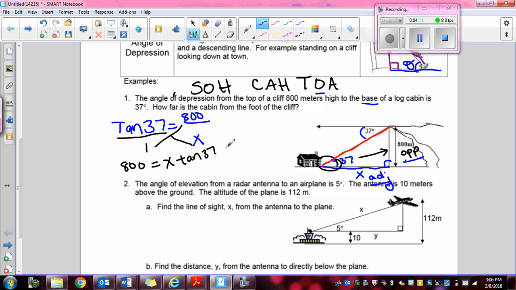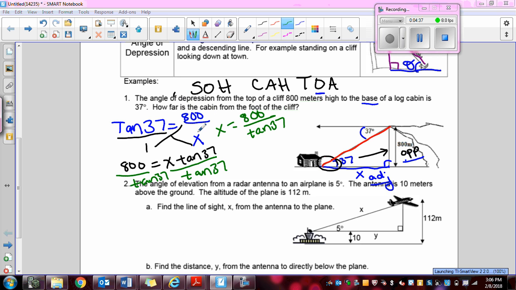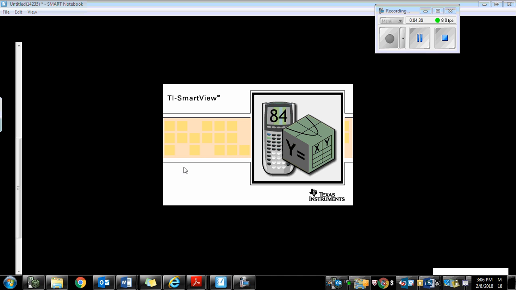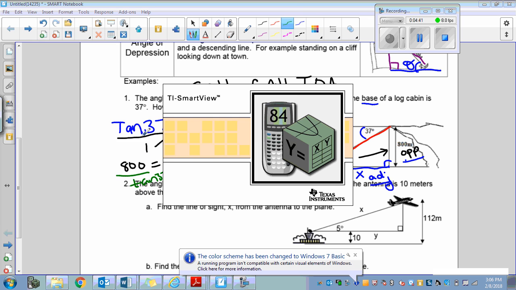Whenever we have a number multiplied by x, to get x by itself, we divide by that number. In this case, it's tangent of 37. Just divide by tangent of 37. And we get x equals 800 divided by tangent of 37. I'll show you how to plug it into the calculator: 800 divided by tangent of 37.